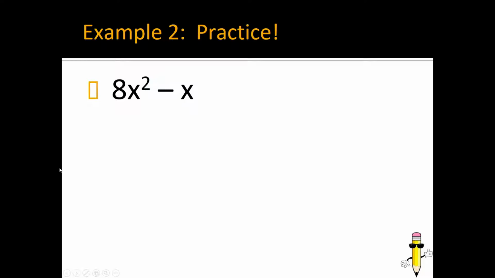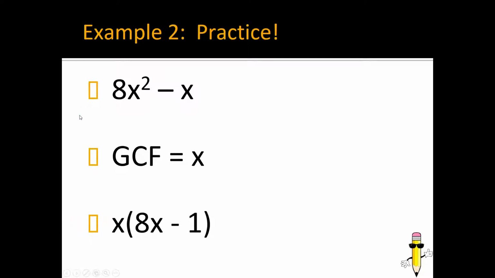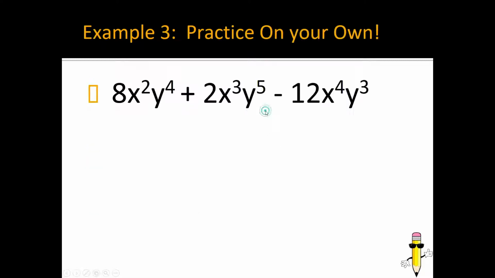So we'll go on to example 2. Example 2 is 8x squared minus x. I can only take out an x. So I take out my x, and then I rewrite my problem as x times 8x minus 1. Always remember that there's an invisible 1 in here, so when you're looking for the greatest common factor, you can take x out and replace it with 1. You can always do that. It's super easy.